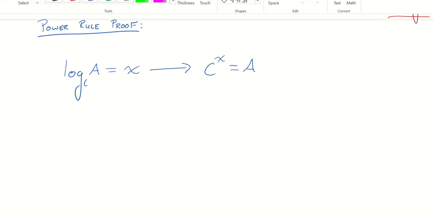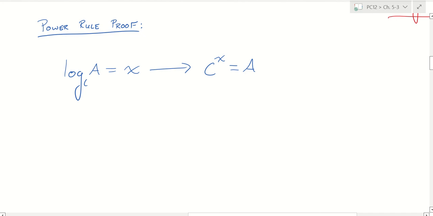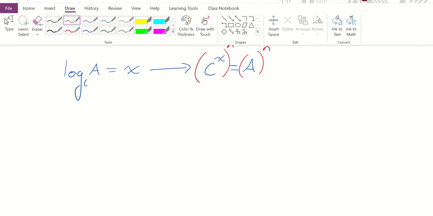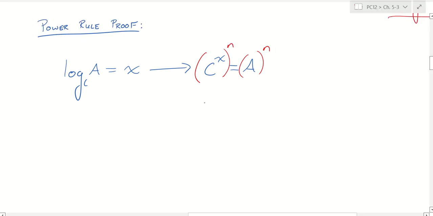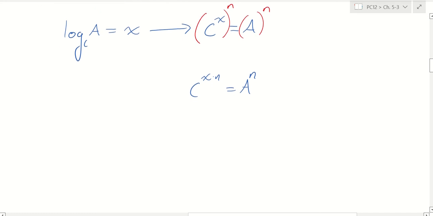And what we're going to do at this point is we are going to raise both sides to the power n. So if we raise both sides to the power n, what we can do is we can simplify the left-hand side. This is the power of a power rule, right? So c to the x all to the power of n is really just c to the x times n. And we just have a to the n on the right-hand side.